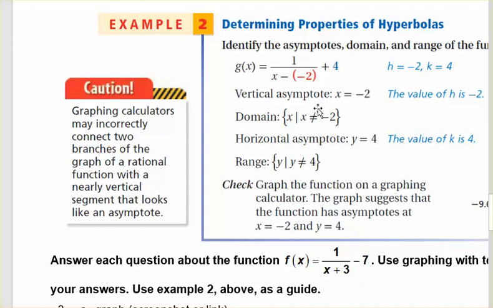So the vertical asymptote of this example is x equals -2, because that's what we have in the denominator. So the domain would be all values of x, except x cannot be -2. And for the range, the horizontal asymptote is y equals 4, because it moved up 4. That means the range would be all values of y, except y cannot be equal to 4.